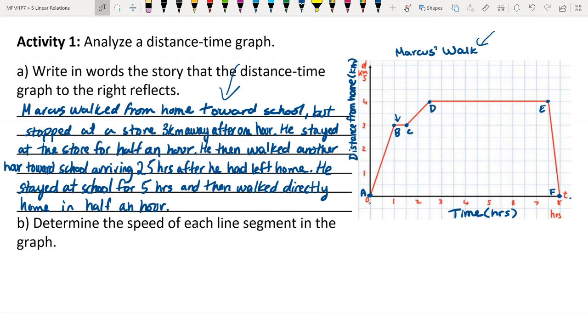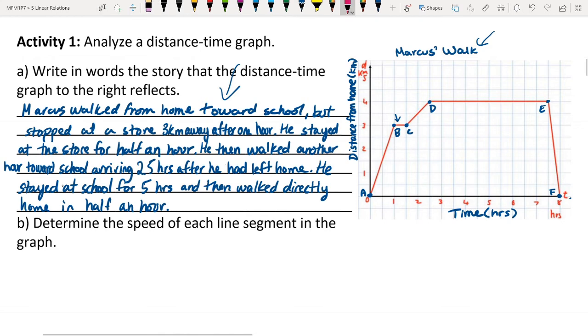He's at home. And he walked towards school, and he walked away from home, but stopped at a store 3 kilometers away after 1 hour. Okay, so you can see that here. He's 3 kilometers here at this point away from home. He's in the store, and he stays in the store for, how long does he stay in the store? He stays for half an hour. You can see each of these lines is going to be worth half an hour. Alright, so he hangs out in the store for half an hour.